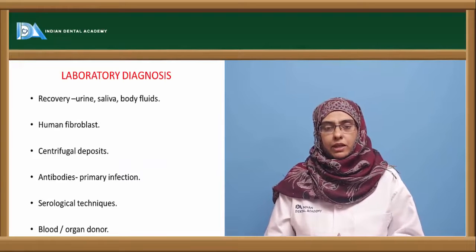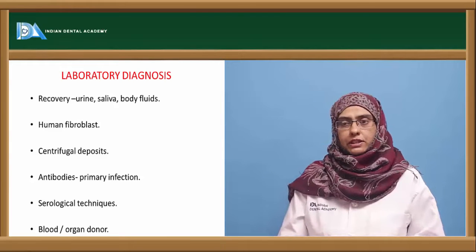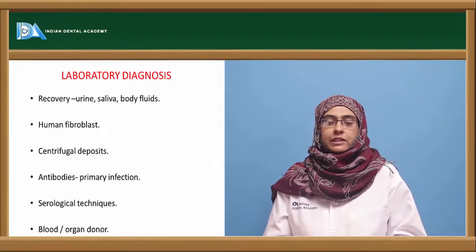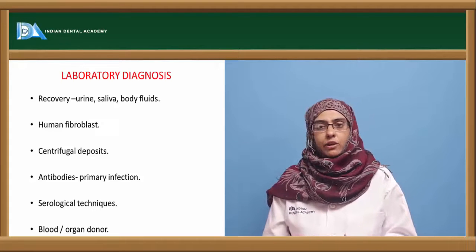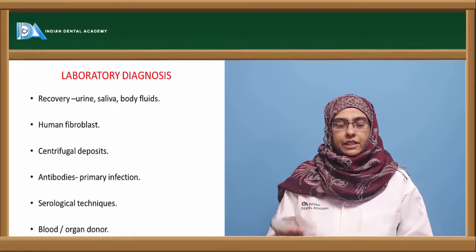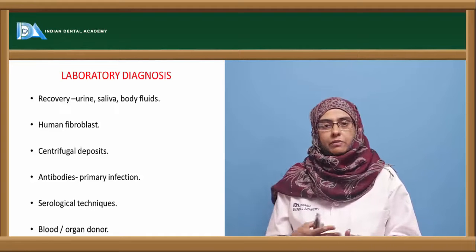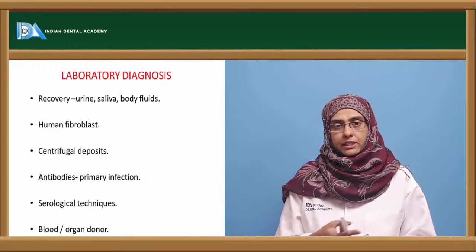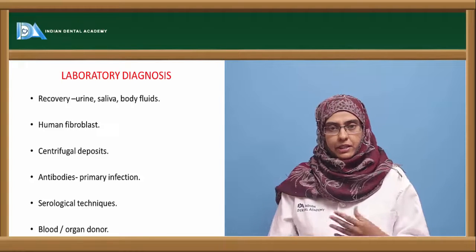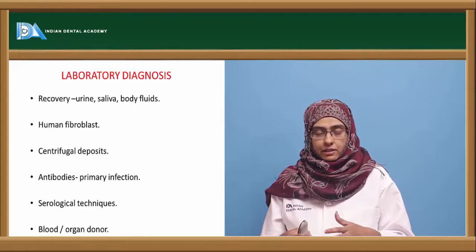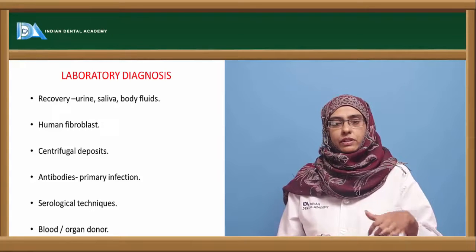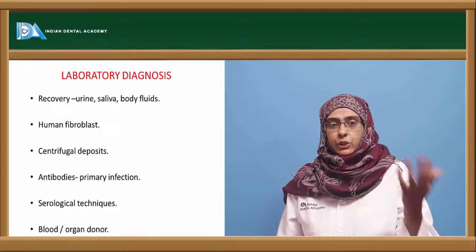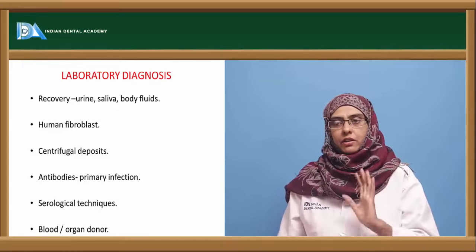Now coming to the lab diagnosis, how do we diagnose this particular disease? We can recover the virus in most of the secretions of the human, that is urine, saliva or other body fluids, and these secretions can be used to isolate the organism in human fibroblast cell culture. Apart from that, a new technique has been developed where you can examine the secretions, or go for the centrifugal deposit from the urine, to identify the organism.